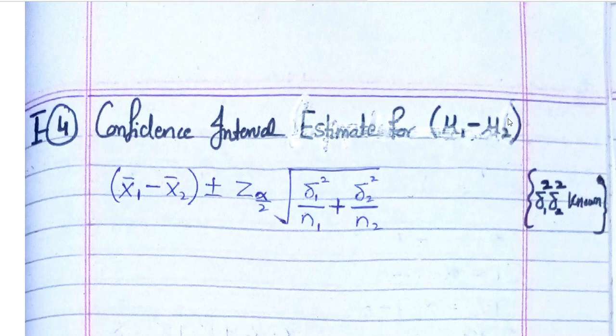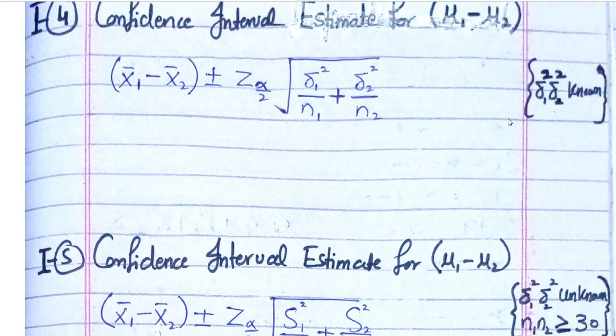So this is the confidence interval estimate for the difference between population means when both sigma 1 square and sigma 2 square are known. In this regard, the formula will be x1 bar minus x2 bar plus minus z alpha by 2 times the square root of sigma 1 square divided by n1 plus sigma 2 square by n2. It means that both variances are known.